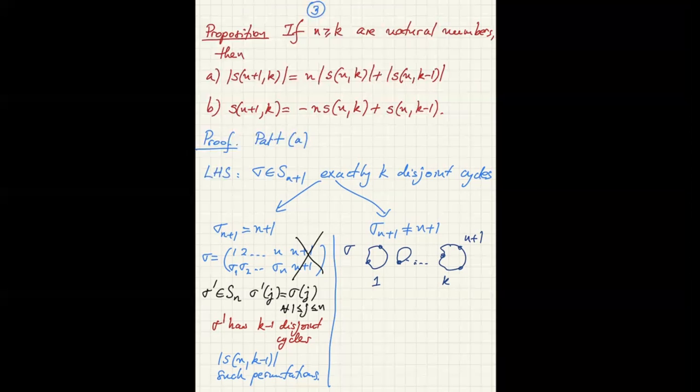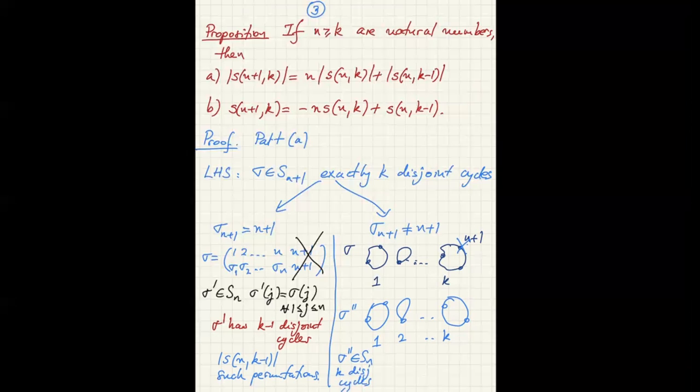And how are we going to do that? Well, here's how it goes. If we have this permutation sigma with n plus 1 in a cycle, if we ignore the n plus 1 in that cycle, we get a permutation, let's call it sigma double prime, which looks exactly as sigma, except that sigma double prime is in Sn and it has k disjoint cycles.